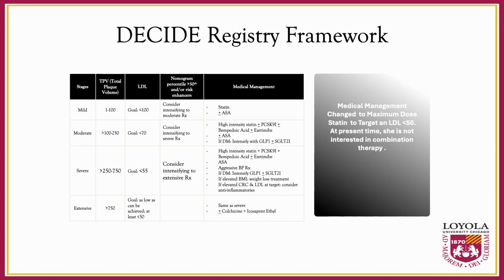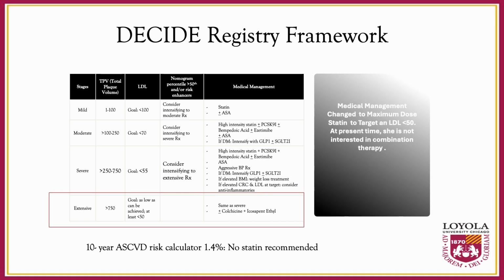I also wanted to point out that her 10-year atherosclerotic cardiovascular risk score came back at only 1.4%. So based off of her ASCVD risk score, no statin would have been recommended, despite her extensive atherosclerotic plaque burden greater than 900 millimeters cubed. And in fact, these risk calculators oftentimes fail to inform individual patient risk.